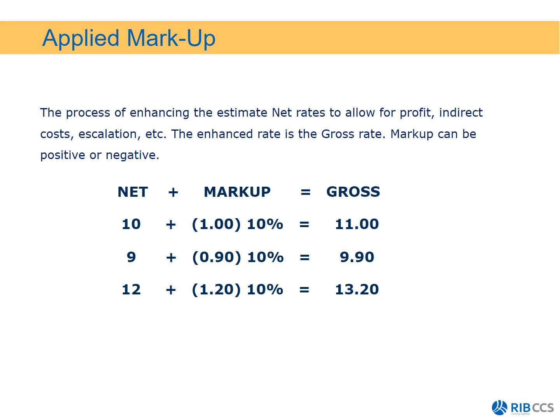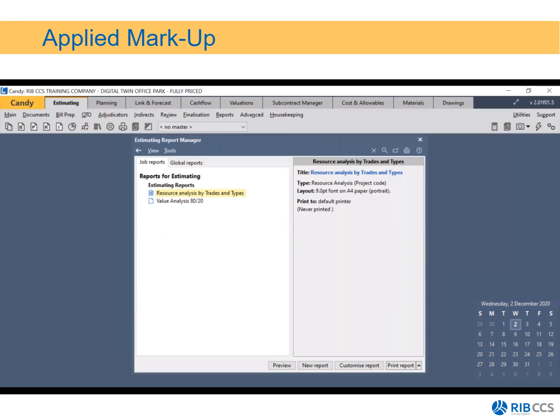So the gross rate is a calculated rate. If you make changes to your net rates or your markup, it will change your gross. And that is where we now introduce another rate, which we call our selling rate. So before we even look at our selling rate, let's go and apply markup to the current job that we have.